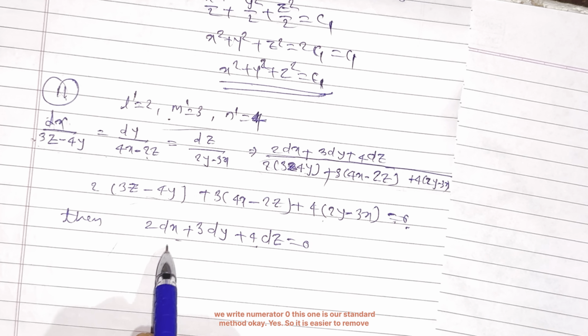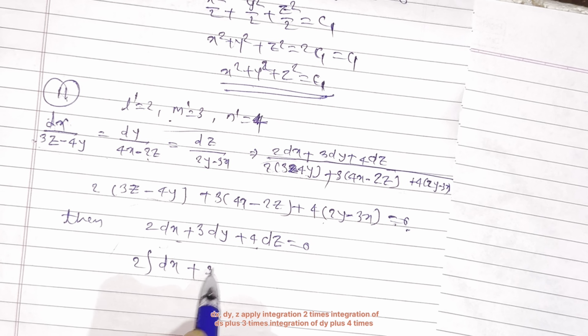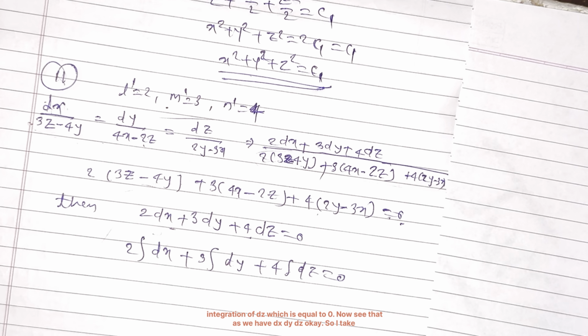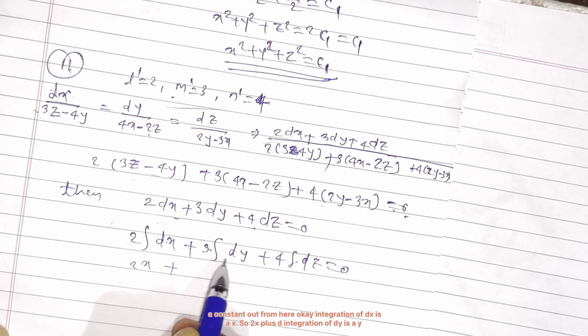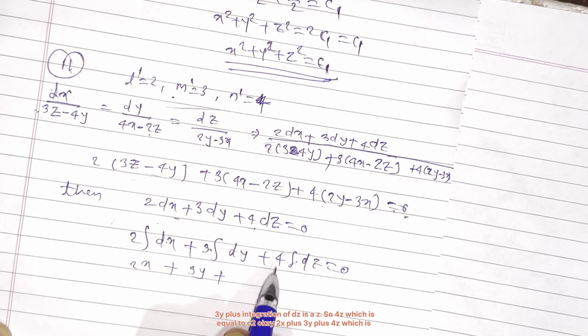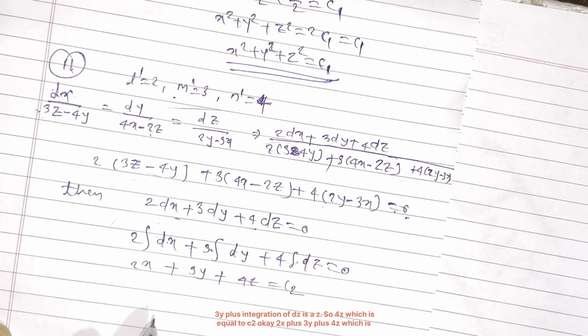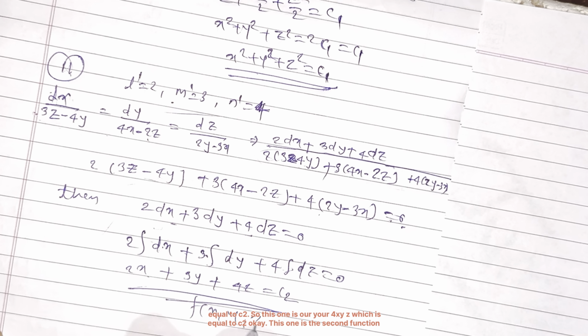So it is easier to apply integration: 2 times integration of dx plus 3 times integration of dy plus 4 times integration of dz, which is equal to 0. Now see that we have dx, dy, dz, so I take the constant out. Integration of dx is x, so 2x plus 3y plus 4z, which is equal to c2. So this one is our f of x, y, z, which is equal to c2.